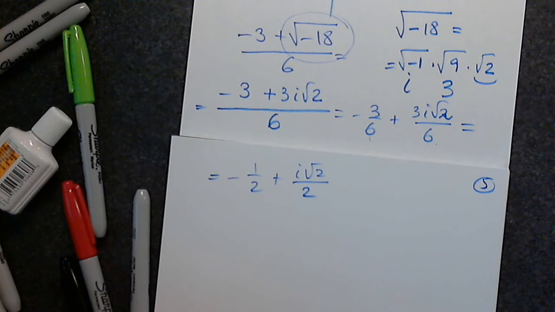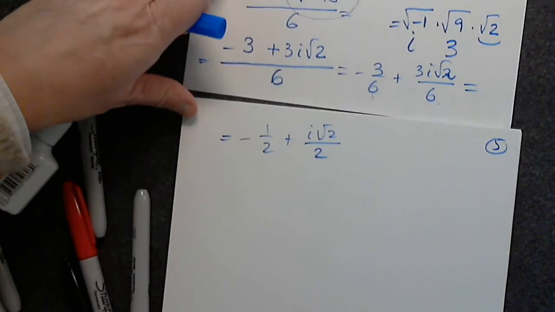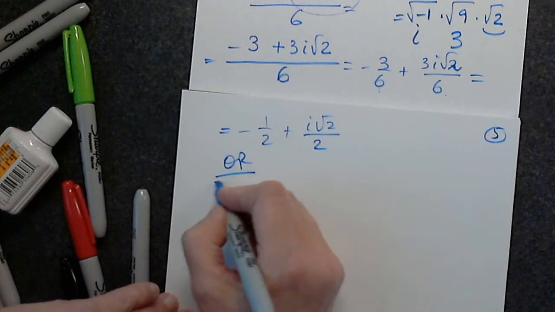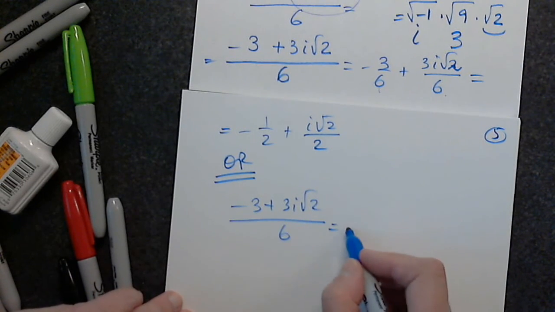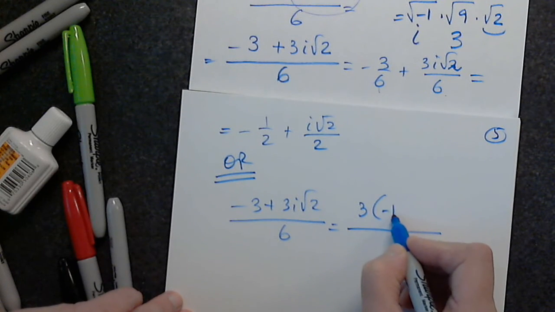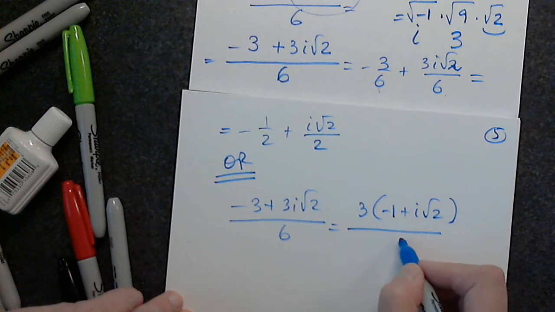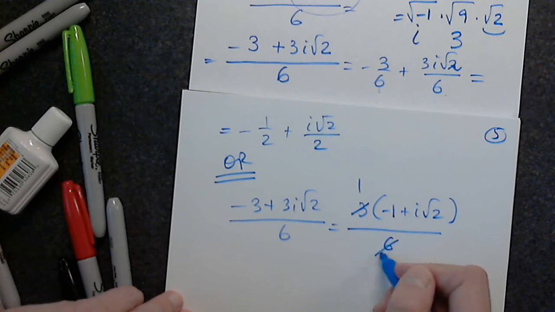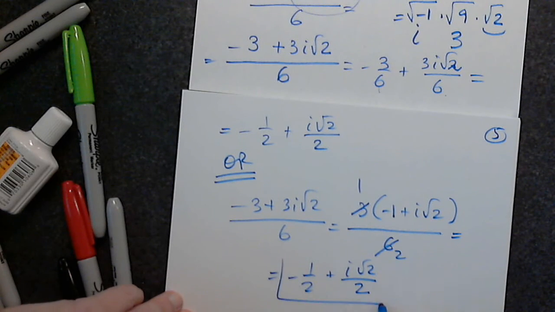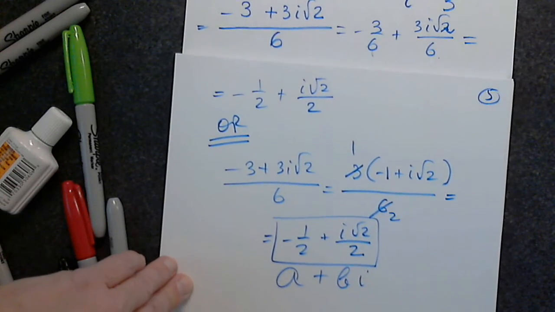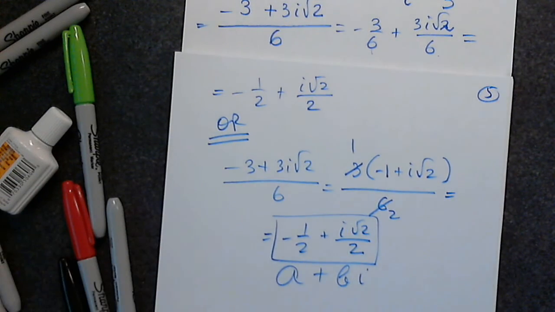Can you also factor a 3 out of the denominator and the numerator? Yes, that's another option. Perfect. So negative 3 plus 3i square root of 2 over 6 is 3 times (negative 1 plus i square root of 2) divided by 6. And then you will simplify, but you still have to separate it because it's a complex number. Otherwise, I would not separate it. But I have to separate it because I have to show the a plus bi, only because it's a complex number.